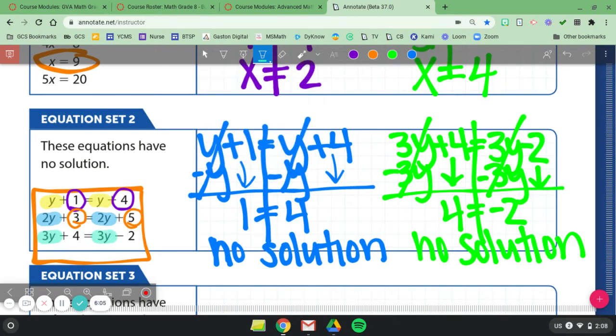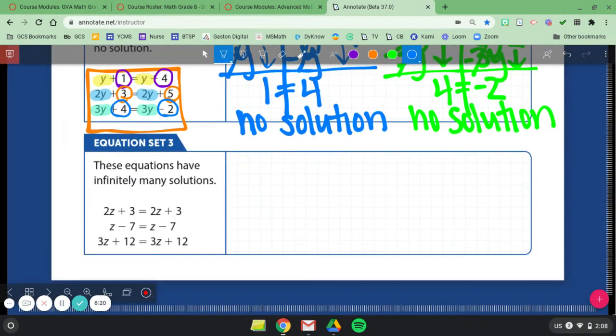You have 3y and 3y in the next set, but then the constants, again, are different. So a positive 4 and a negative 2. There's no solution that will work for those equations.